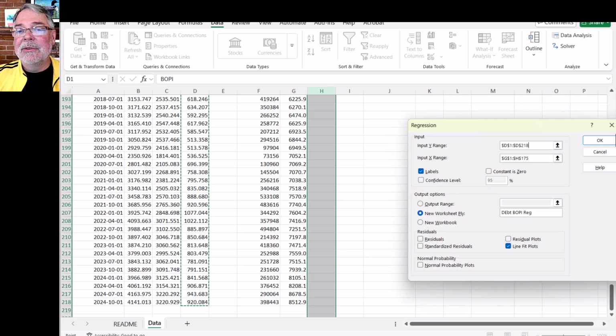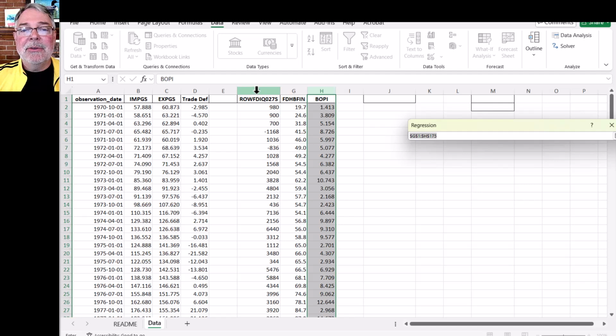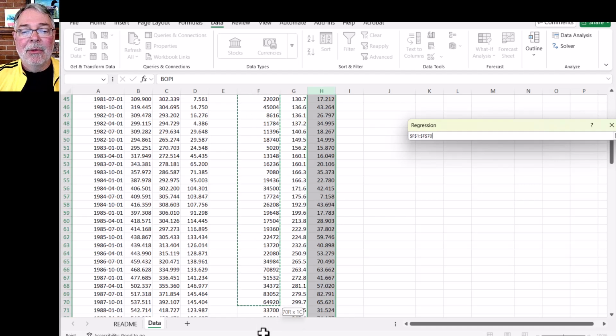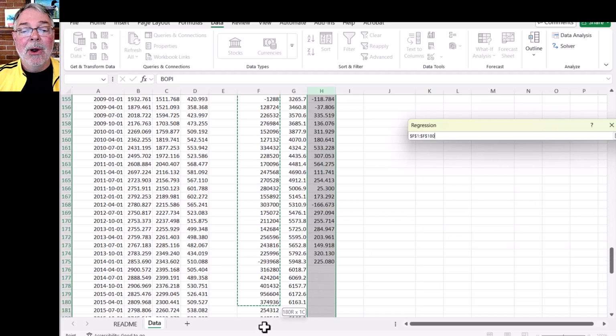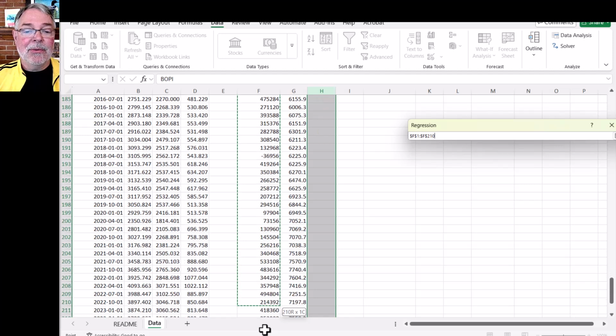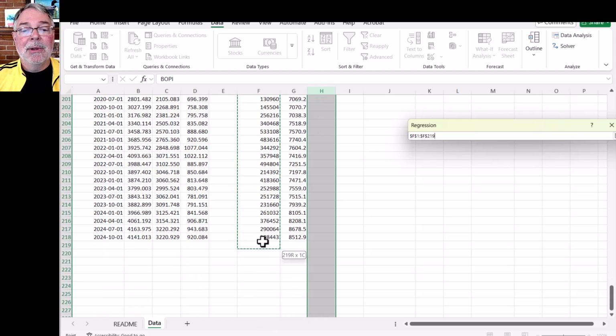And then for the first thing, let's just recreate the ROW FDI, right? What's the relationship here? Because instead of doing 2017 dollars, these are nominal dollars, then dollars.